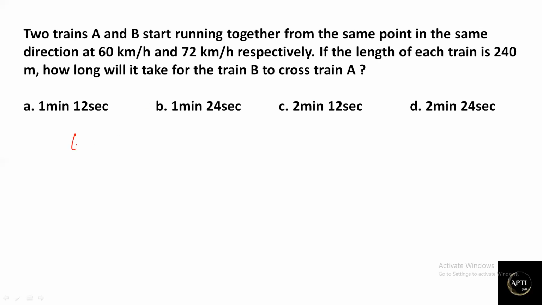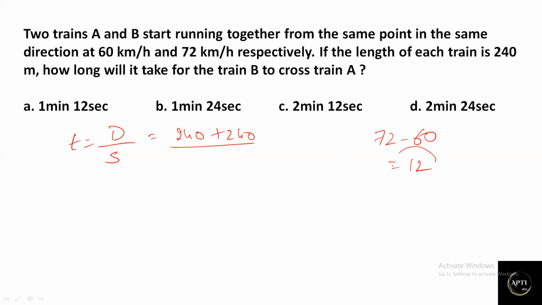This is also a similar kind of question. Time is equal to distance divided by speed. Here, distance means 240 plus 240. Why? Because there are two trains, we need to add both lengths, 240 meters plus 240 meters, divided by the speeds, 60 and 72. Can I substitute 60 and 72 directly? No. Here, same direction indicates minus, right? What is 72 minus 60? Which is equal to 12.